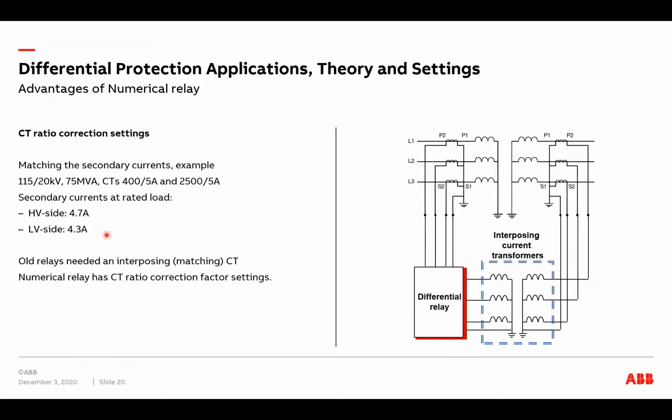What this means in practice is that if you are changing the protection relay from an old one to a new one, and you have an interposing CT, you can remove the interposing CT because it's not needed anymore. We can do the CT ratio correction with a setting in our new relay.